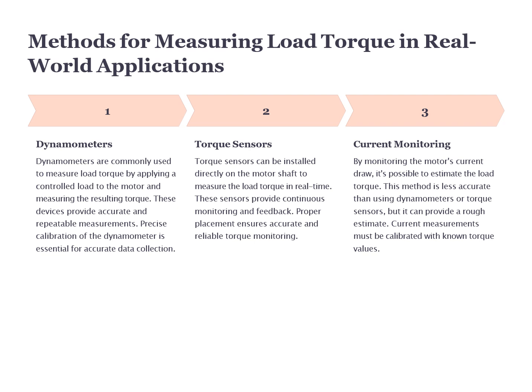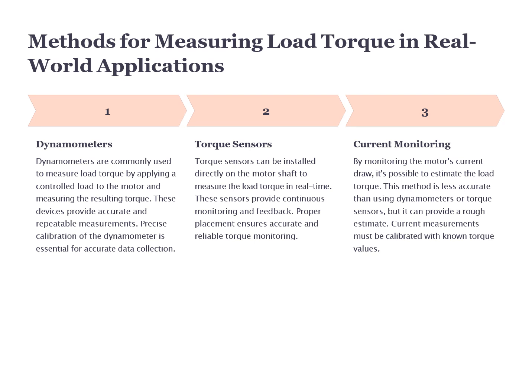Now, to effectively manage load torque, we need accurate methods for measuring it. There are three main techniques we will discuss: dynamometers, torque sensors, and current monitoring. Now, what are dynamometers? They are commonly used to measure load torque by applying a controlled load to the motor and measuring the resulting torque.